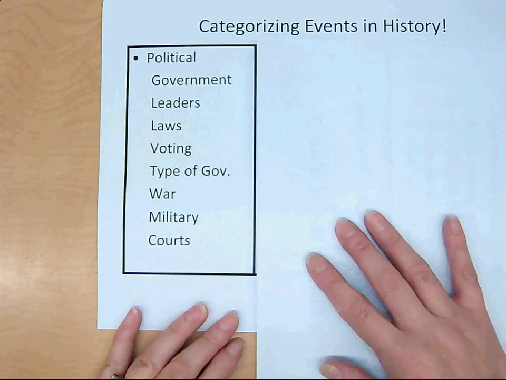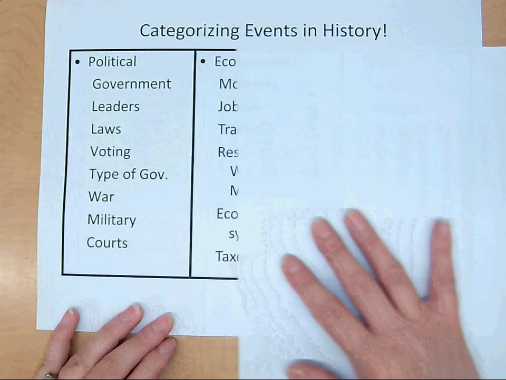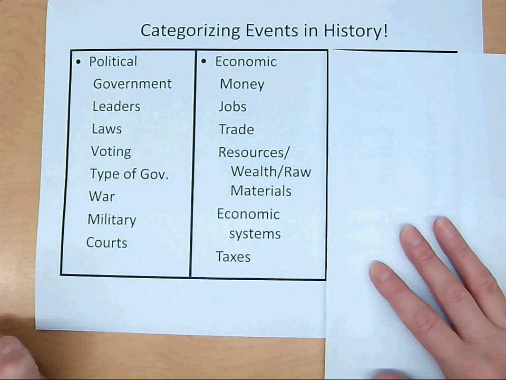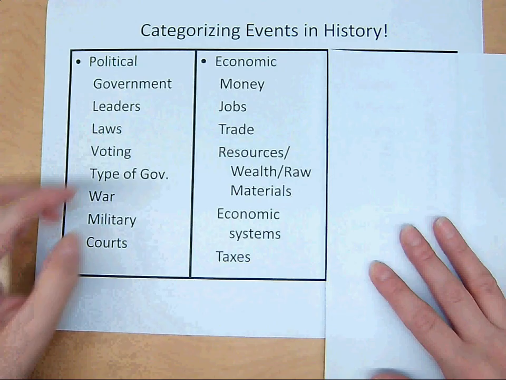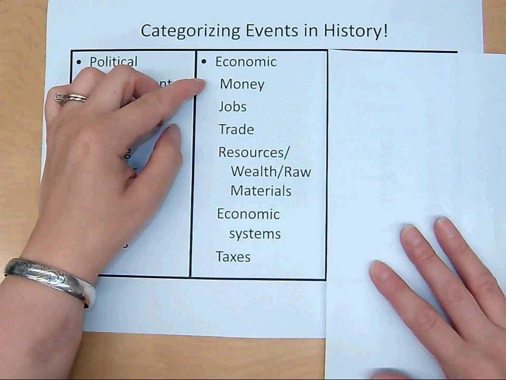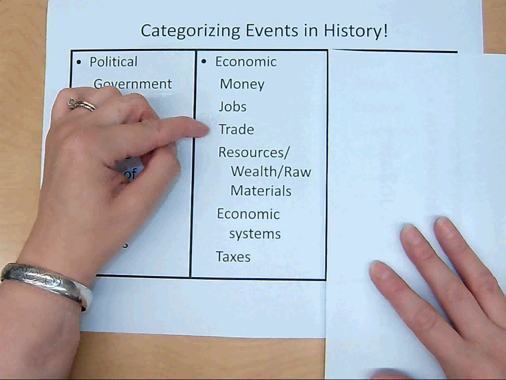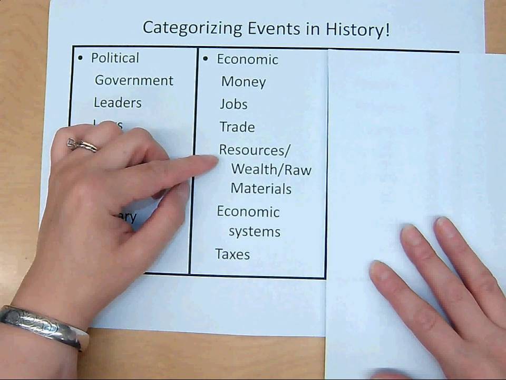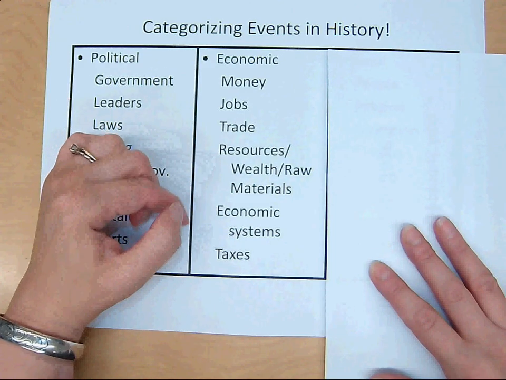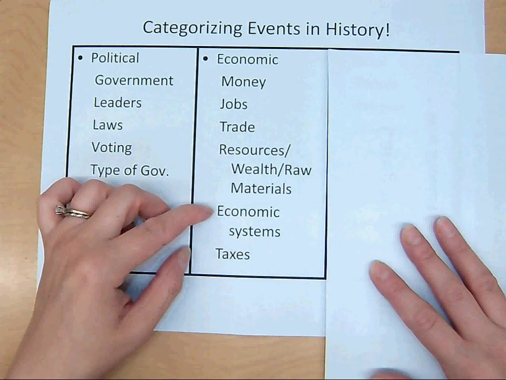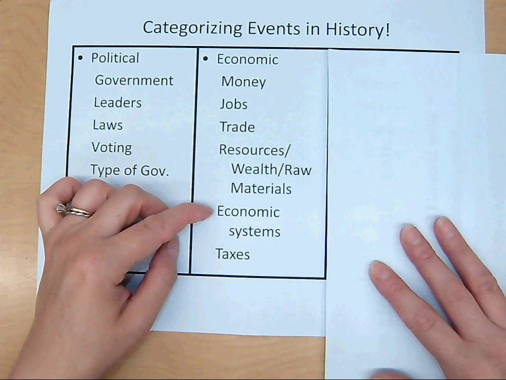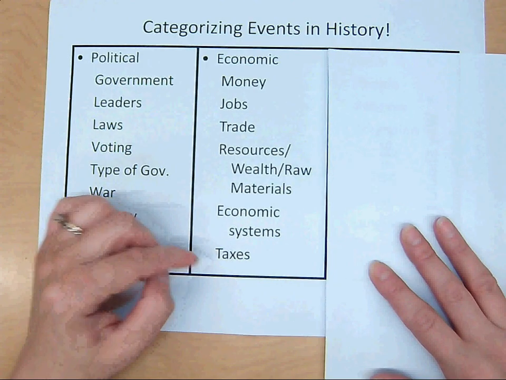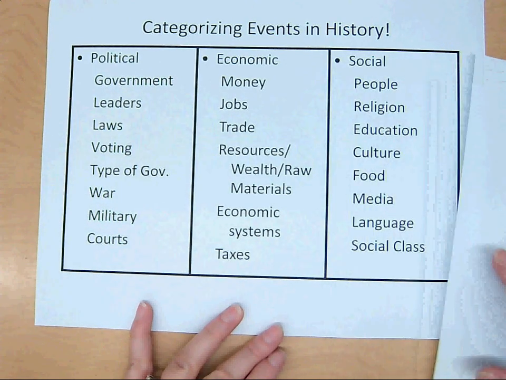The next category is economic. Economic things involve anything having to do with money. This can be jobs and trade. It can also be the money that a country has, like its resources, its wealth, or its raw materials. Economic systems fall into this category, like whether or not a country is communist or capitalist, and taxes fall into this category. The last category is social.